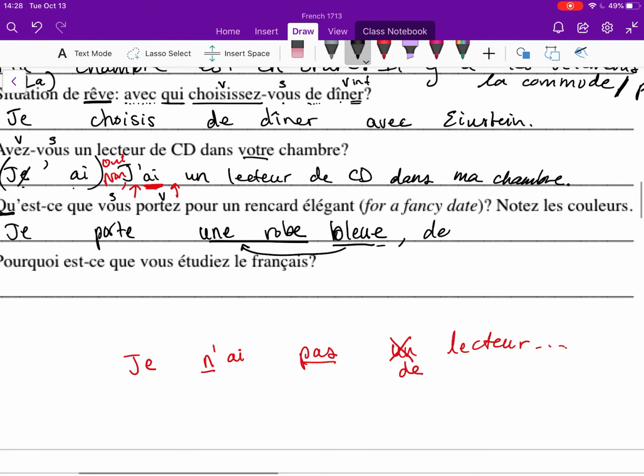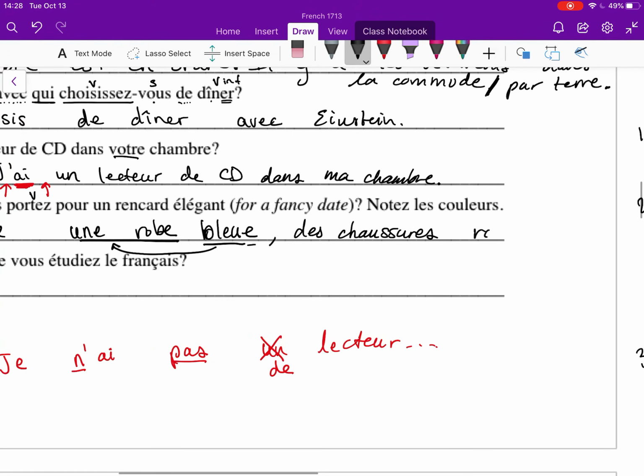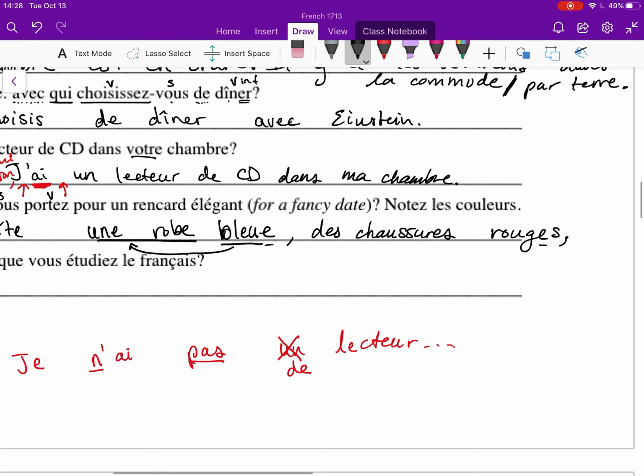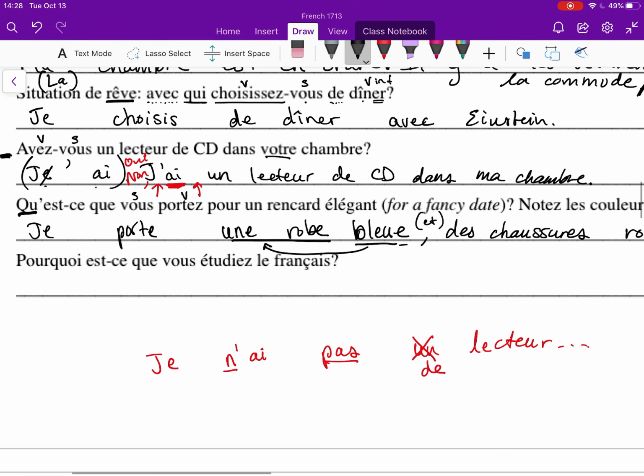Maybe you have des chaussures and maybe they're red. Rouge, chaussure is feminine, but it already has an E. And it's plural, so I'll add an S. Okay. You can do a list by having commas and then your last item having a et. Or if you're just doing two objects, then no commas and your et goes here.